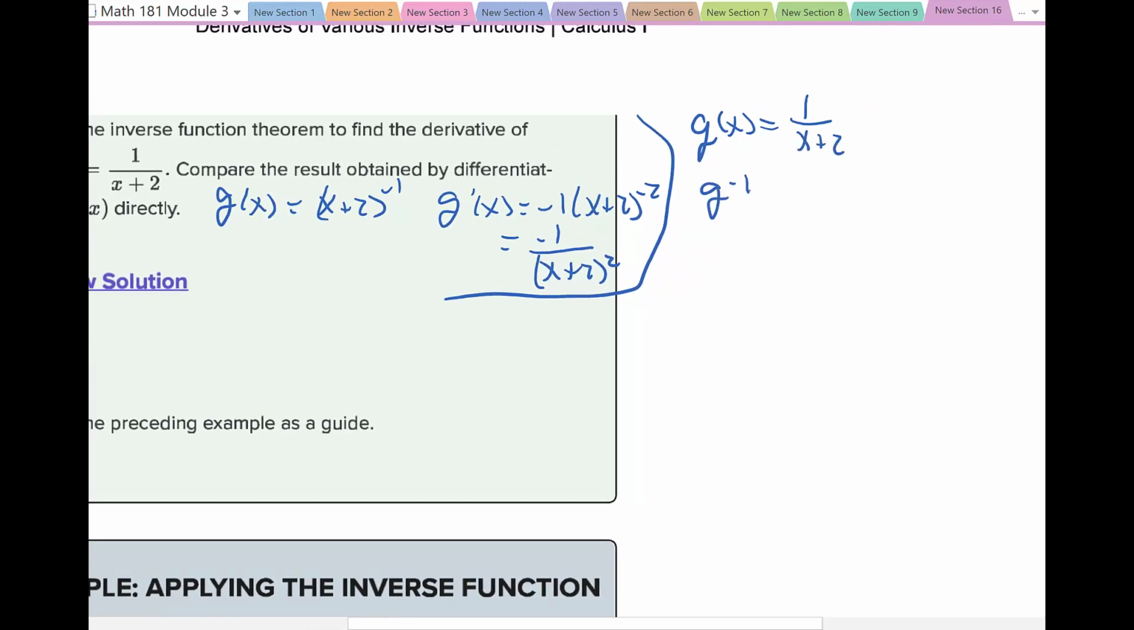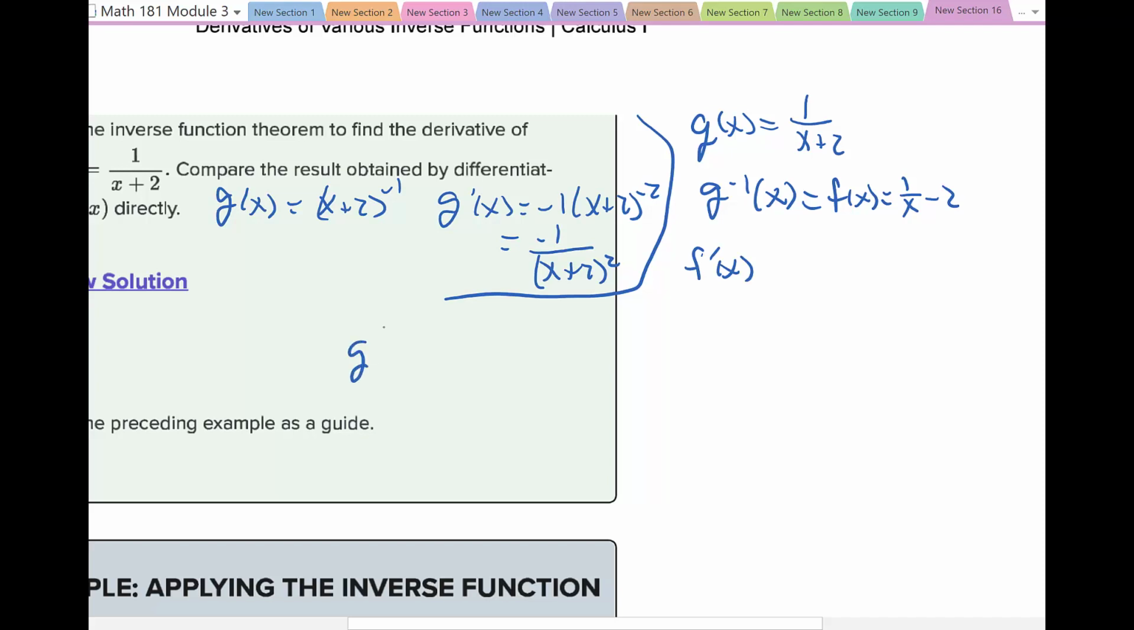And our g inverse, and I'm not going to derive it this time. I'm really hoping that knowledge just stuck with you. You remember how to do it now. Our g inverse, which we're going to call f of x, is going to be 1 over x minus 2. So we look at f prime of x, because that's part of the process.